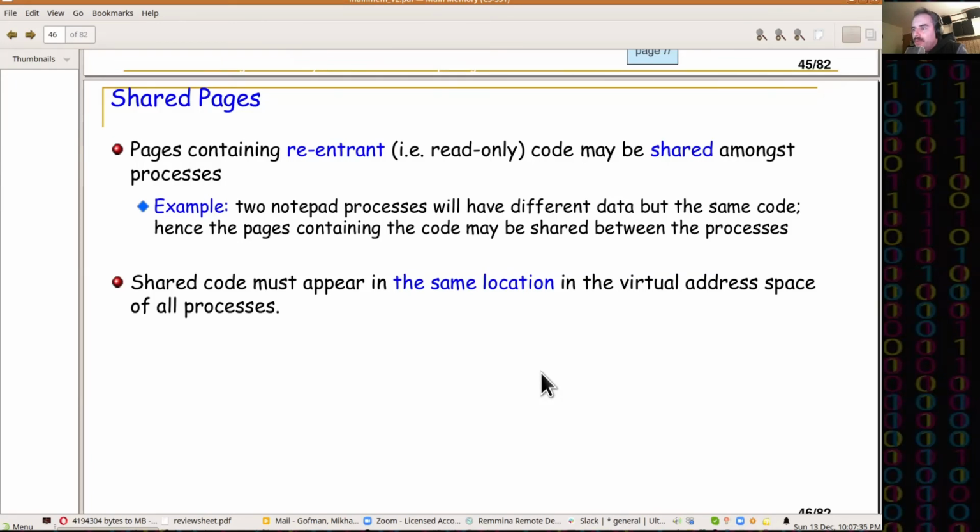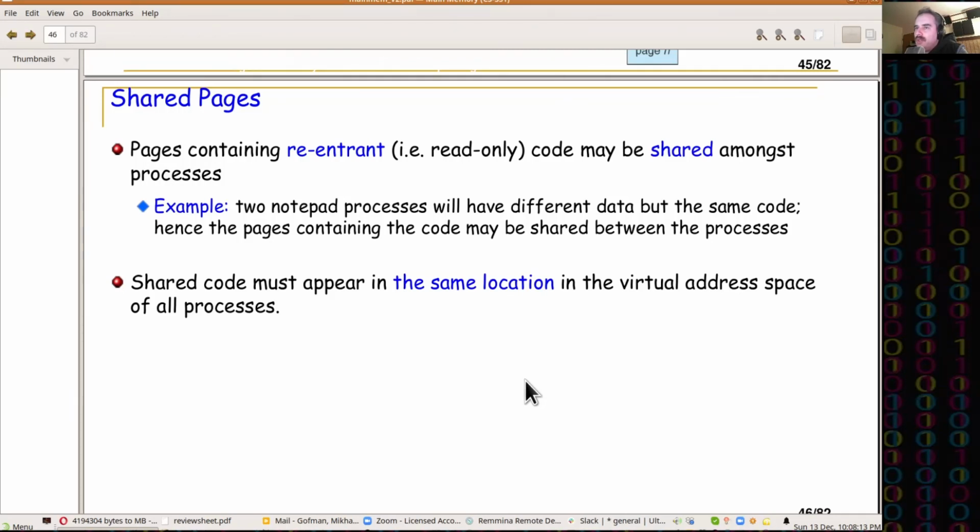For example, consider a case where I start multiple instances of the text editor. Each text editor is going to be editing a different document, so the memory pages containing the data of those documents are of course going to be different, and each one will require different physical frames to store that information. However, the code of all the instances is going to be the same, because the executable code of programs generally doesn't change.